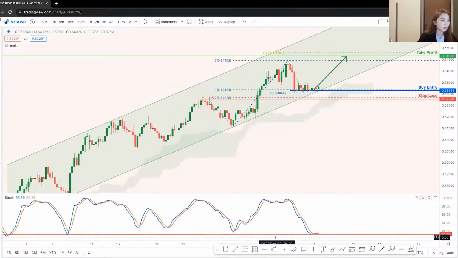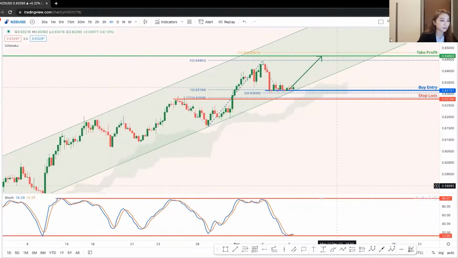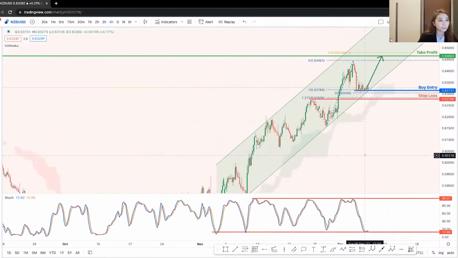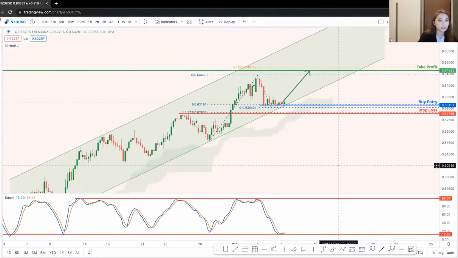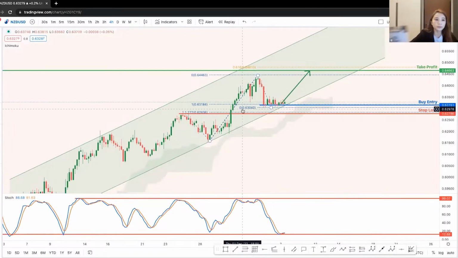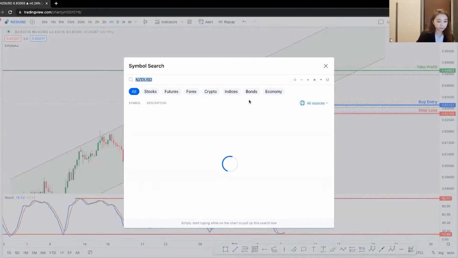Okay, so we are looking at this bounce up and we are also identifying resistance over here. We can see that actually the real support for this resistance for Kiwi dollar is actually 12.88 instead of our 20. All right, this is what we are seeing for Kiwi dollar. Okay, let's move on to the next pair.